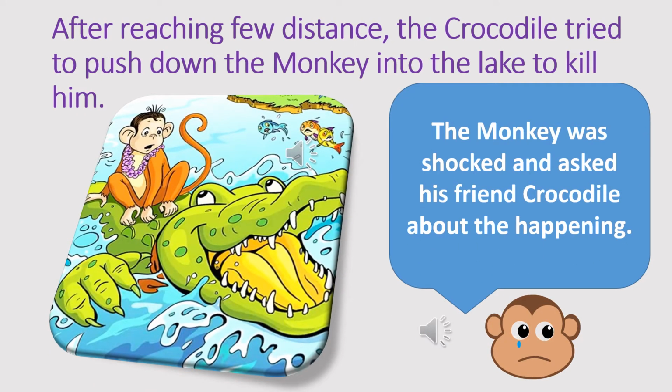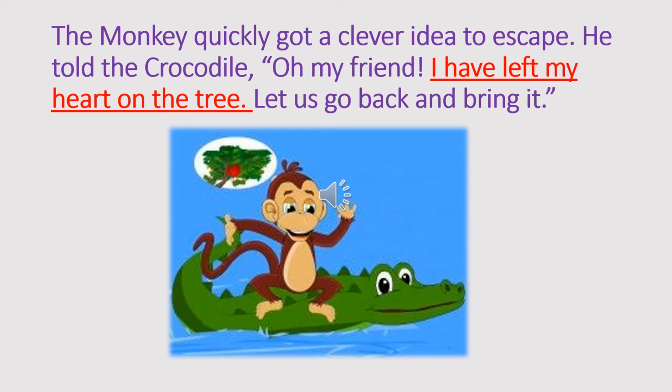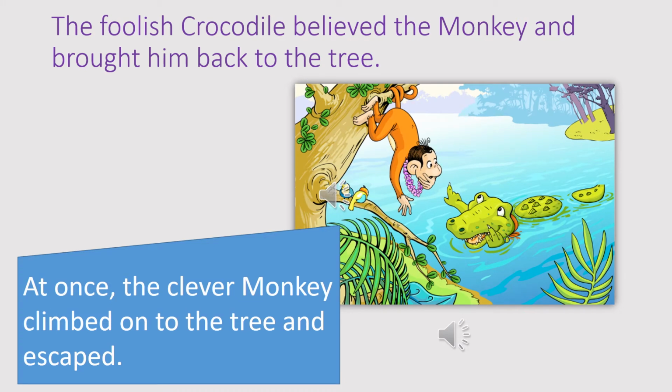After reaching a short distance, the crocodile tried to push the monkey down into the lake to kill him. The monkey was shocked and asked his friend the crocodile about what was happening. The crocodile explained that his wife wanted to eat his heart. The monkey quickly got a clever idea to escape. He told the crocodile, "Oh, my friend, I have left my heart on the tree. Let us go back and bring it." The foolish crocodile believed the monkey and brought him back to the tree. At once, the clever monkey climbed onto the tree and escaped.